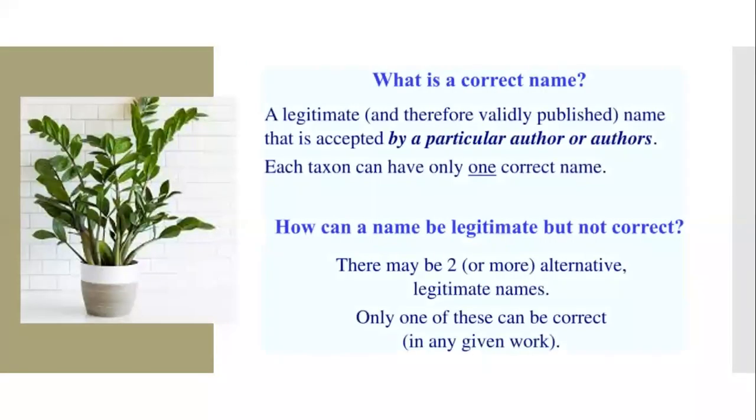So what is a correct name? It is a legitimate, therefore validly published name that is accepted by a particular author or authors. Unlike the synonyms, which are rejected by authors, this one is accepted by the authors. So recall that the fundamental principle of the ICBN states that each taxon can only have one correct name. So thus, if there are two or more competing names for the same taxon, only one of them can be correct. However, which name is correct may depend on the authors of a given reference book or journal.